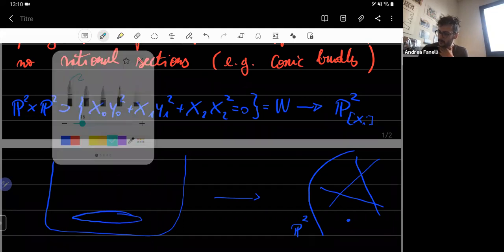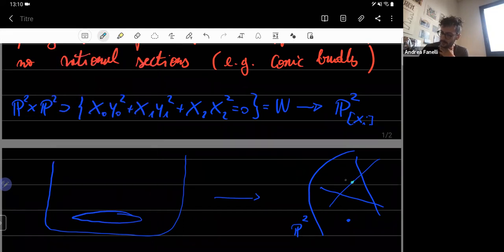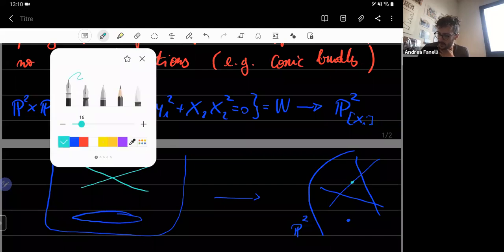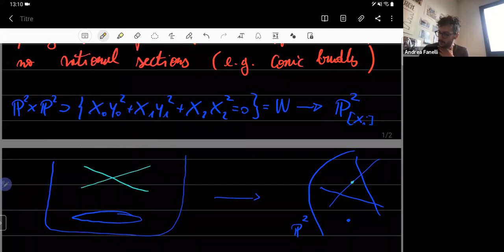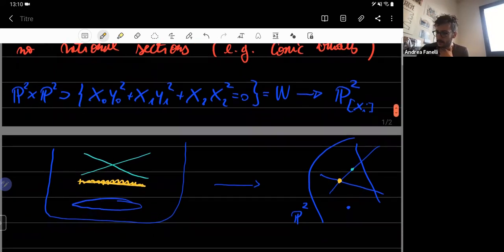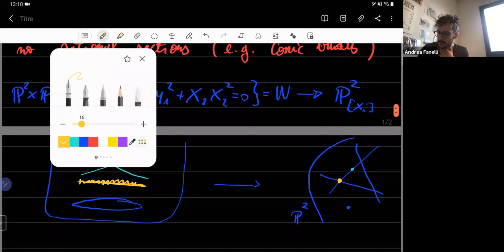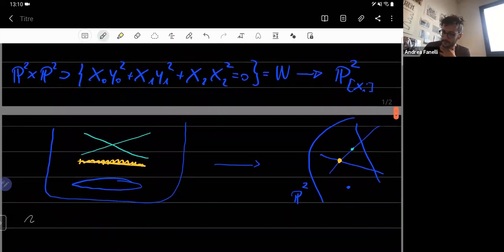If you take a general point on this curve, you will get two lines intersecting like this. And if you take the intersection, so the singular point of this curve here, you will get a double line. And this is a very easy example, sorry, it has no rational section.